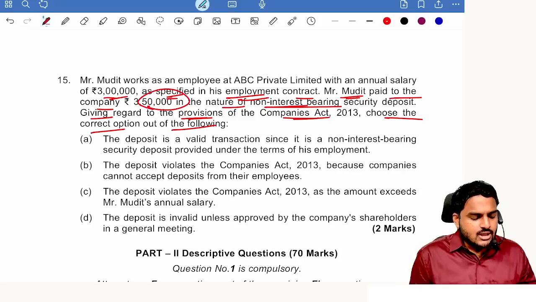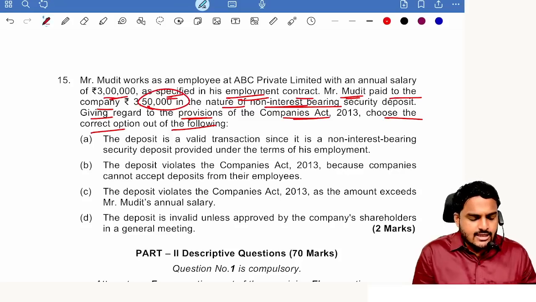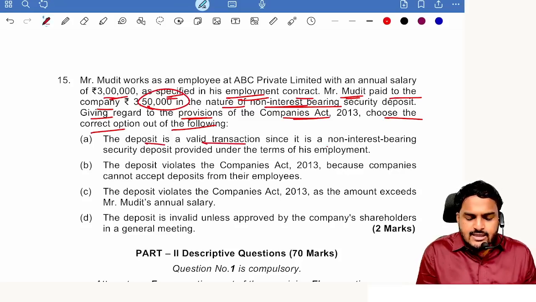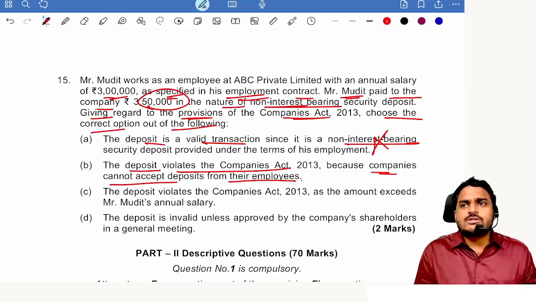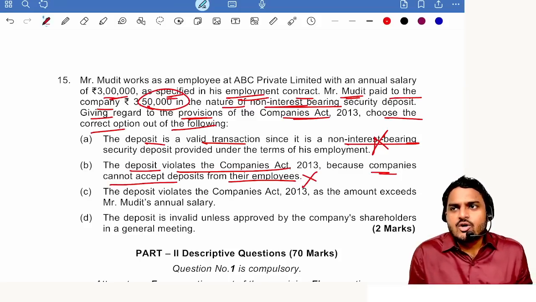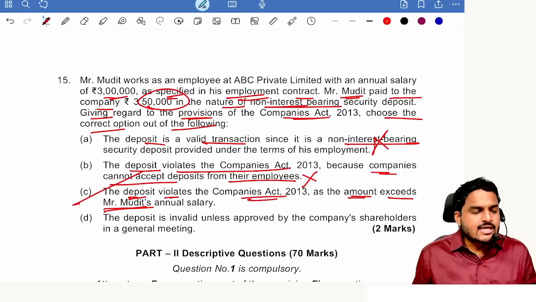Deposit or not a deposit? Why a deposit? Because it exceeds the annual salary. Option: deposit is a valid transaction since it is non-interest bearing, but the limit is not prescribed. Option: deposit violates the Companies Act because a company cannot accept deposits from employees. Companies can accept deposits from employees not exceeding annual salary, if non-interest bearing. So this is the wrong option. Deposit violates the Companies Act 2013 as the amount exceeds Mr. Mudit's annual salary. C.